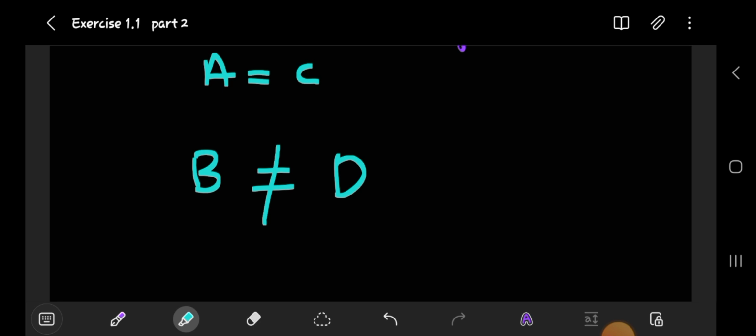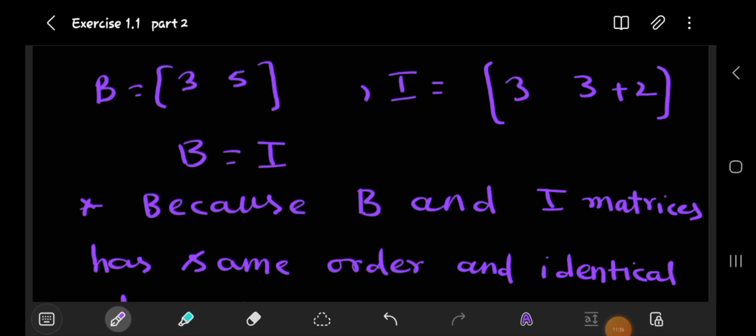We have a solution. We have the next matrices, B and I. If we talk about the matrix B, we have 3 and 5. And if we talk about the matrix I, we have 3 and 3 plus 2. And 3 plus 2 is also equal to 5.